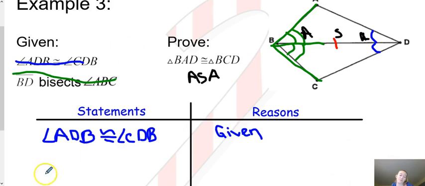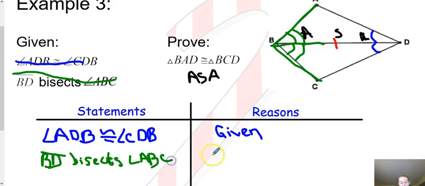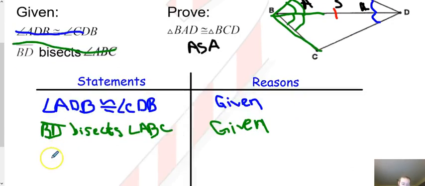The second piece of information I used was that BD bisects angle ABC, and that was given. Now, we didn't list a piece that we got from it, which was two angles, right? We got that angle ABD was congruent to angle CBD.